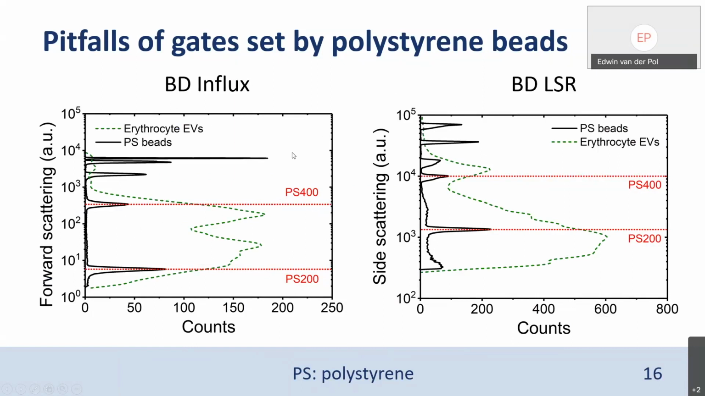In the back in green, you can see the histogram of erythrocyte EVs measured by the same flow cytometers. And you can already see that it seems that these bead gates select different fractions of this population of erythrocyte EVs. But without doing a calibration, it's hard to explain why. So let's calibrate.